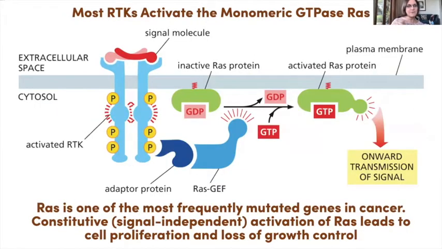Hopefully you have all the building blocks. You understand that proteins can interact with each other. So proteins are always modifying behaviors of other proteins by physically interacting with them. These receptor tyrosine kinases are a very large class of plasma membrane receptors, and most of them work by activating a monomeric G protein called RAS.